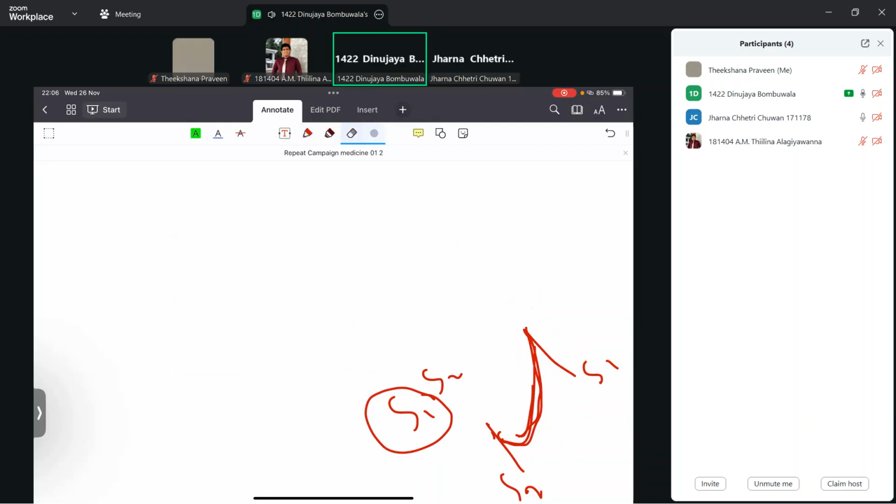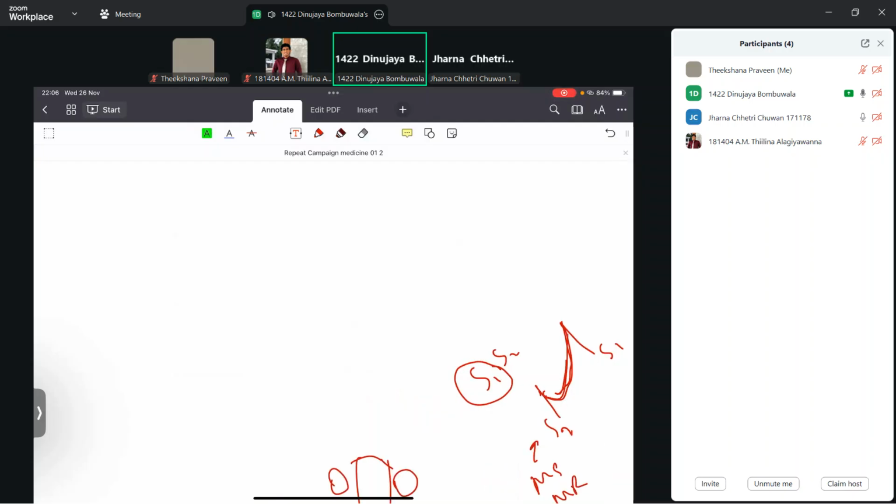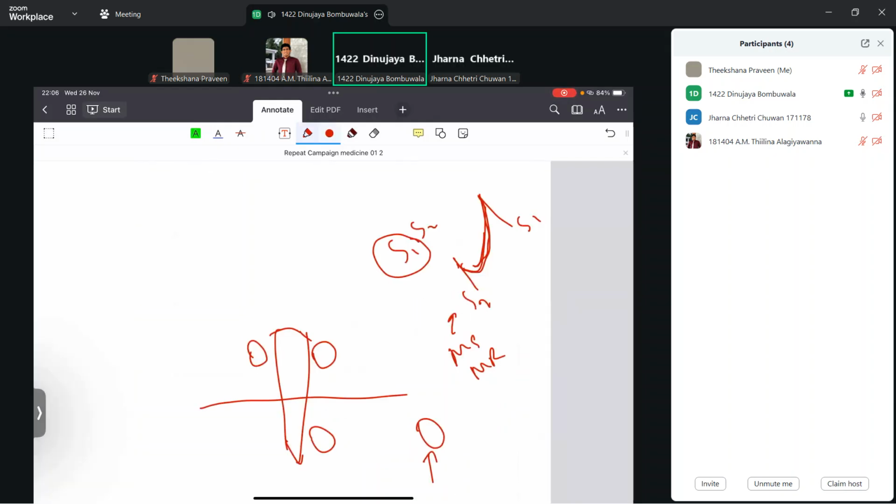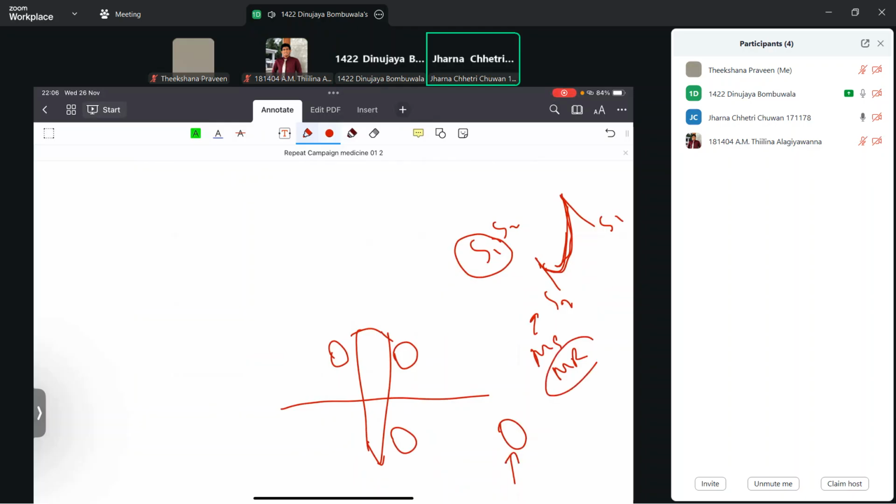If the valve is calcified, it's not much pliable. It is very rigid, so the snap won't be heard. Now MR: it gives a pansystolic murmur.